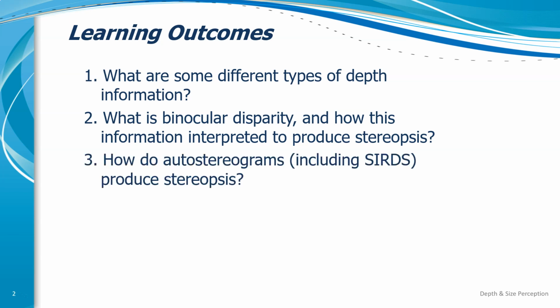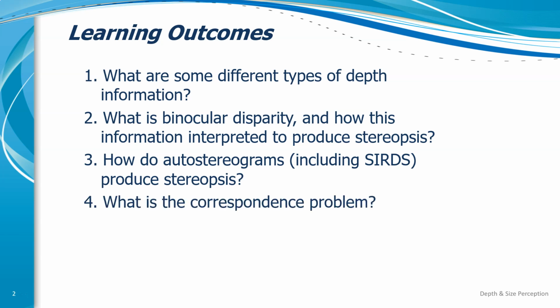Number 3, take a brief detour through autostereograms, including SIRDS, and talk about how they produce stereopsis. So this is something that you can experience for yourself. Number 4 is the big theoretical problem called the correspondence problem.